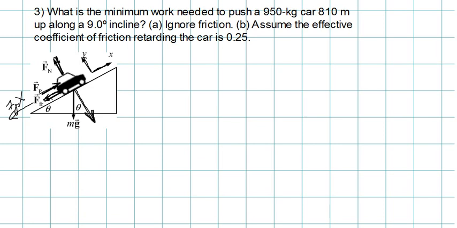So let's break this down. The minimum work needed would be an infinitesimally small amount above the force of friction and the force of gravity that's pulling it down. So the force of pushing up the hill would have to be some infinitesimally small part, so small we can practically call it zero. The force of the push plus that infinitesimally small part is going to have to equal the force of friction plus the force of gravity in the x direction.